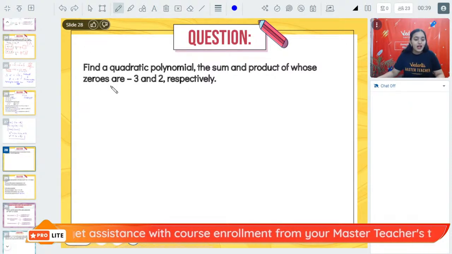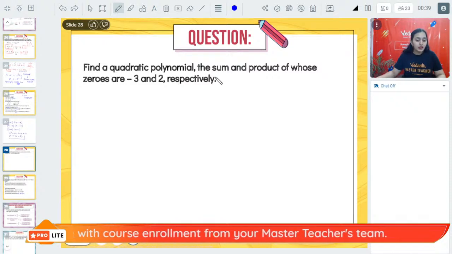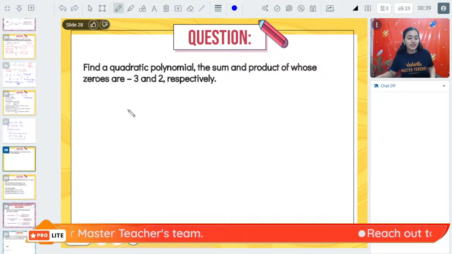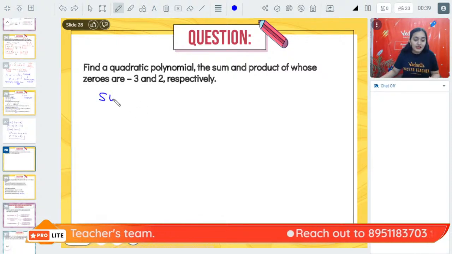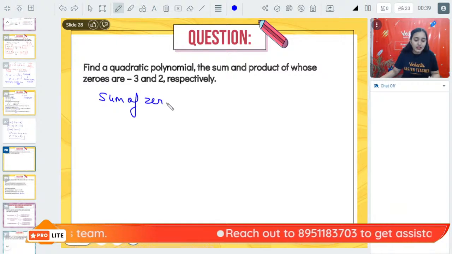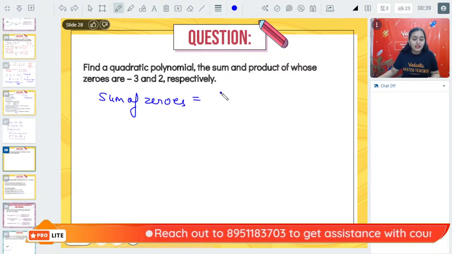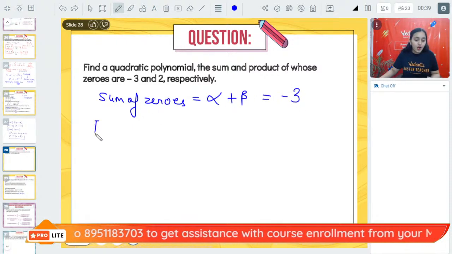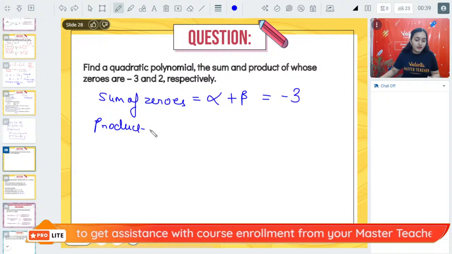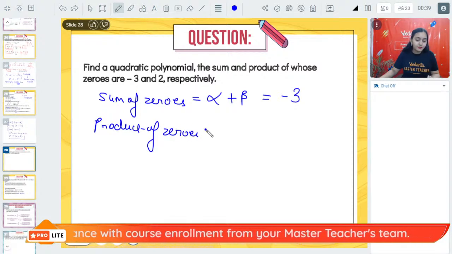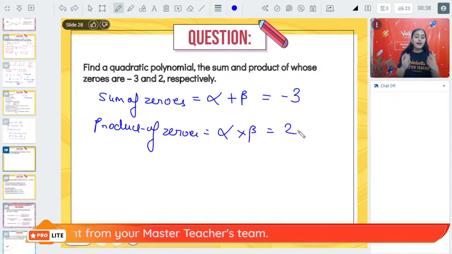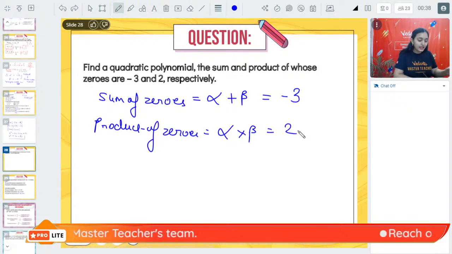Okay. Next question. Find a quadratic polynomial, the sum and the product of whose zeros are minus 3 and 2 respectively. Now, who can solve this question? What is given in the question? Sum of zeros. That means alpha plus beta is given as minus 3. Product of zeros. That means alpha into beta is plus 2. How to find the polynomial from this?